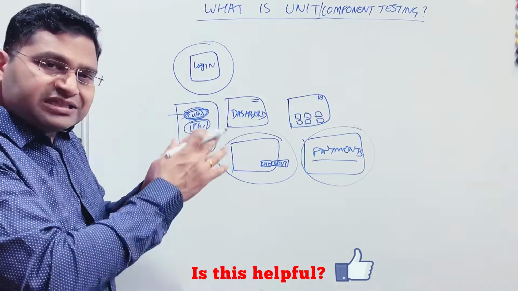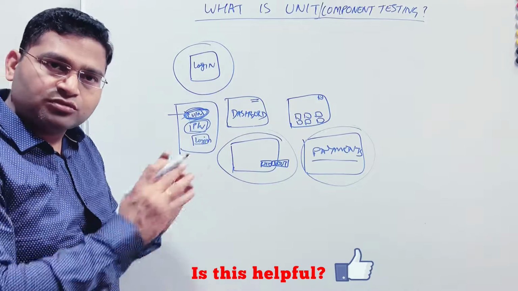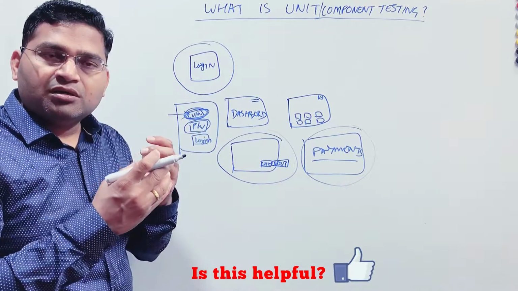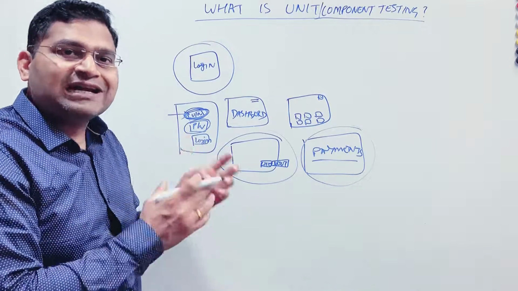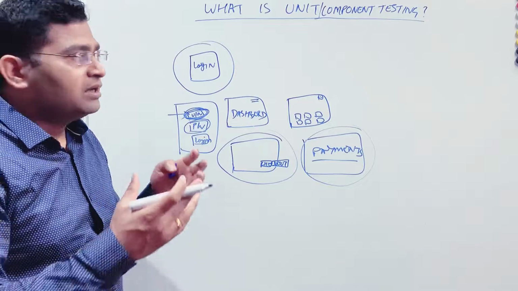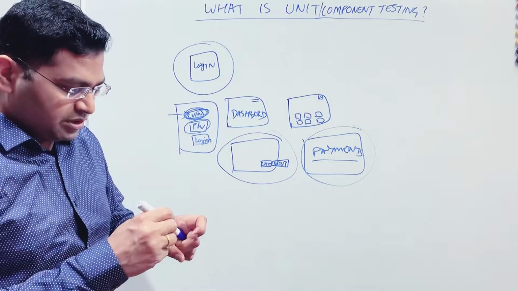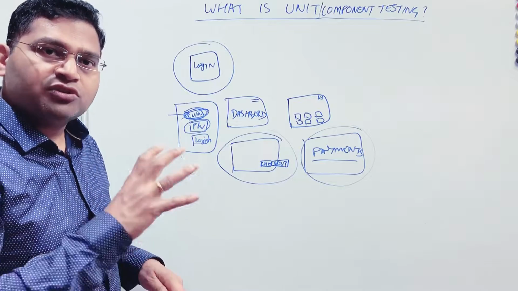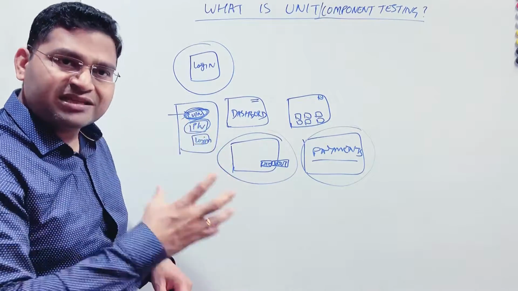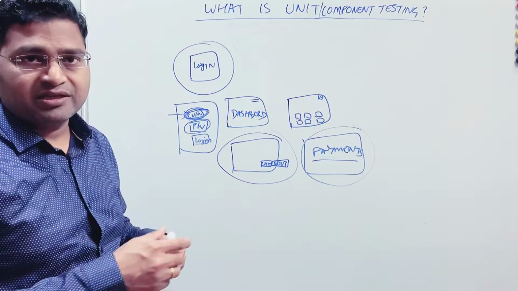All right, so this is how you need to drill down into the actual software, and understand the smallest unit that is possible, that can be tested independently, and that is what unit or component testing is, right? So the smallest testable part of the software is the unit, and testing that independent unit is known as unit testing in the software.